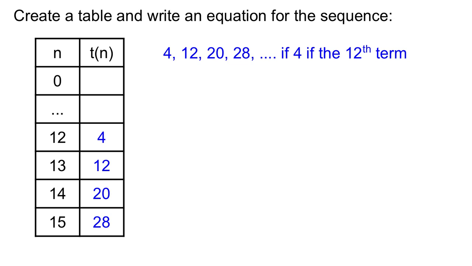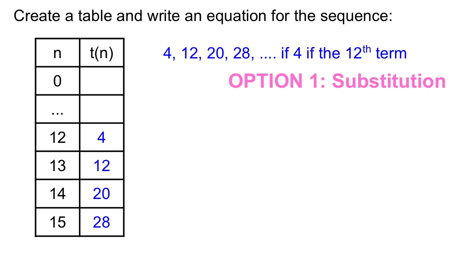The first thing I would consider is what the table is going to look like. So if 4 is the 12th term in this sequence, that means that you're going to start at term 12 and you're going to write a 4 and then fill in the rest of the blanks. There's two options for how you can write the equation. The first option, you can use substitution.